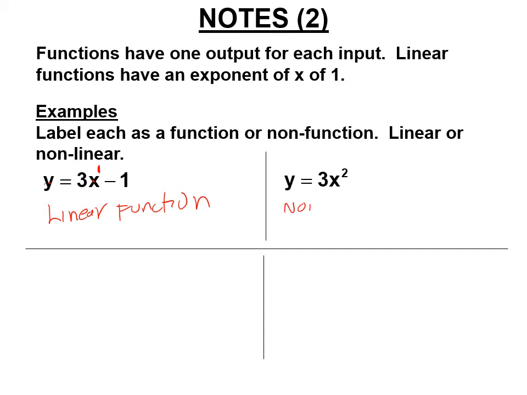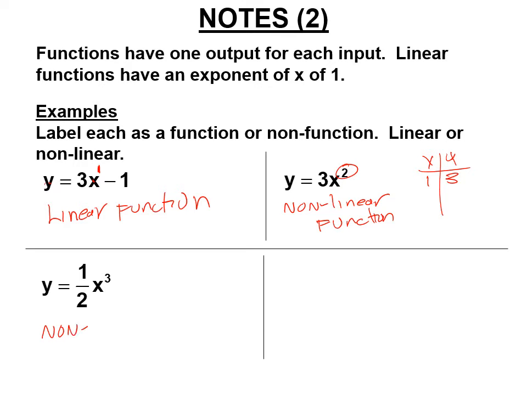This is a non-linear function because the exponent of x is 2. That makes it non-linear. It's still a function because we're going to put an x in there, and 1 squared is 1. We'll get 1y. This is also a non-linear function because the exponent there isn't 1, it's 3. And it's a function though. You put an x in there, you'll get 1y. 1x will make 1y.